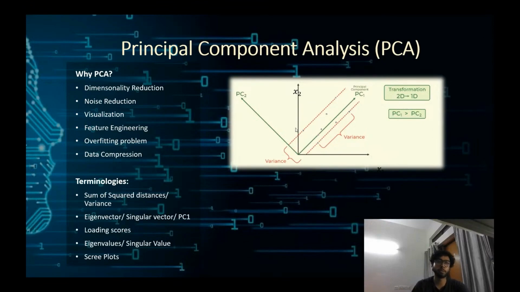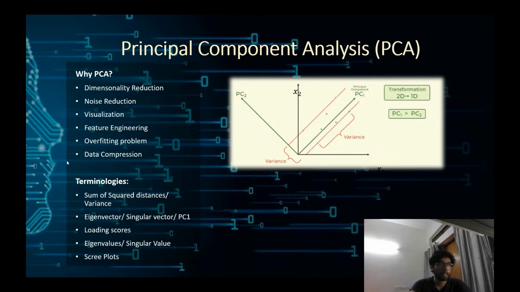And this visualization, as I said, lower dimensional data is easy to visualize. So you can plot a two-dimensional graph easily on your two-dimensional paper or anything, but you cannot visualize a 100-dimensional data, right? Feature engineering. Again, you have to remove the redundant features. You have to remove the features which are not very significant in your prediction.